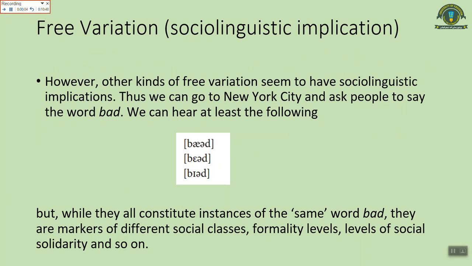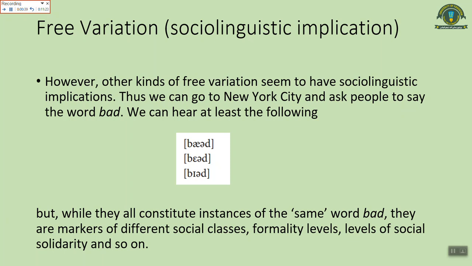Now the next concept is that free variation is of two kinds. There is sociolinguistic implication in free variation, and there is phonemic implication in free variation. Now what is this sociolinguistic variation? The previous one, where we had taken the example of rep and rep, where the p was devoiced, and rep where it was not devoiced and was aspirated, was a kind of plain free variation.